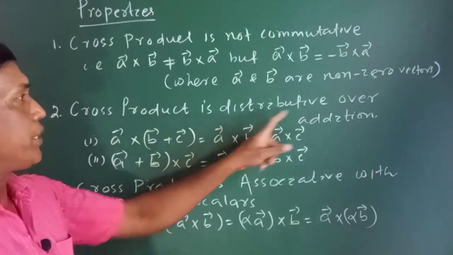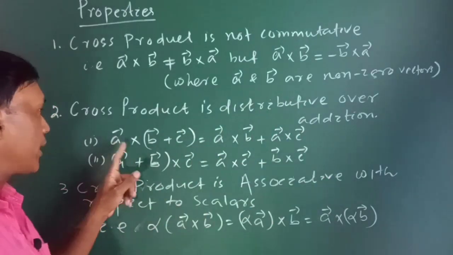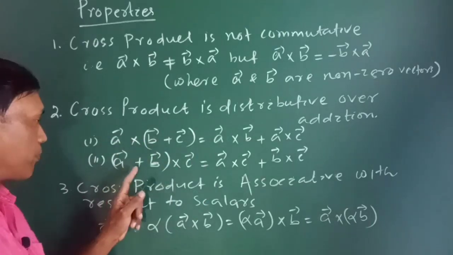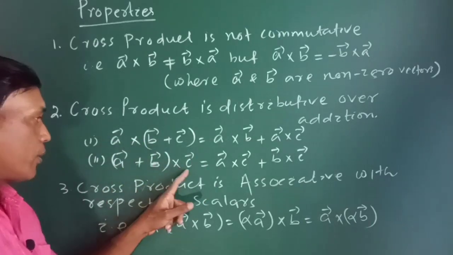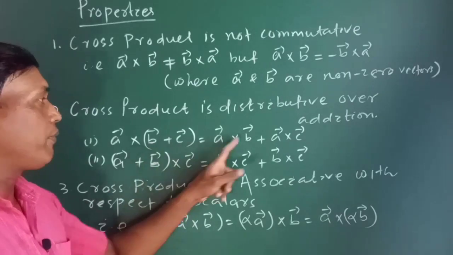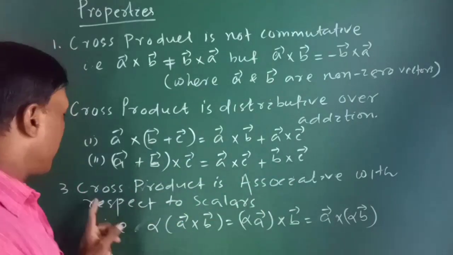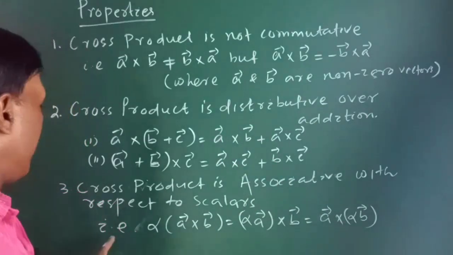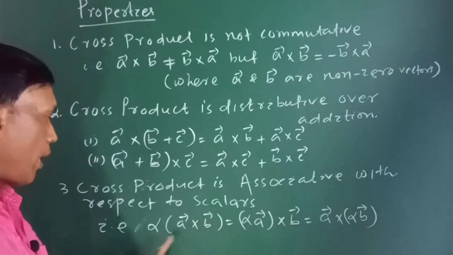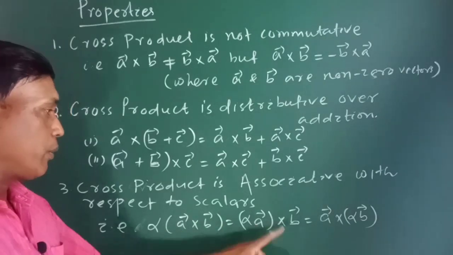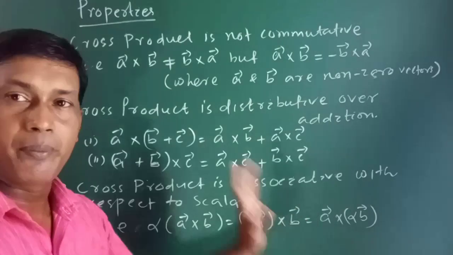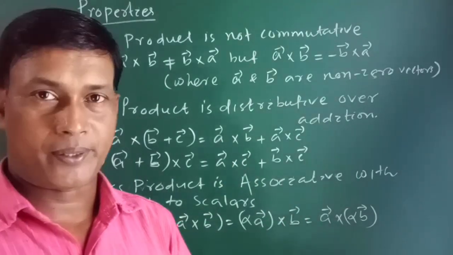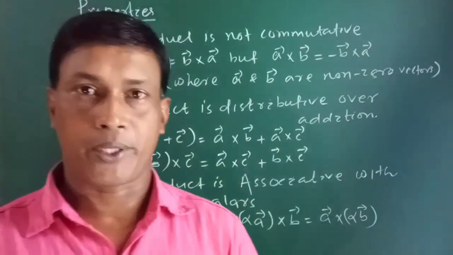And cross product is distributive over addition. As you know, A cross (B plus C) is A cross B plus A cross C. (A plus B) cross C is A cross C plus B cross C. This is left distributive, this is right distributive. And cross product is also associative but with respect to scalars. That means alpha times (A cross B) is equal to (alpha A) cross B is equal to A cross (alpha B) vector. Associative with respect to scalar, not with respect to vectors. So these are the properties of cross product.